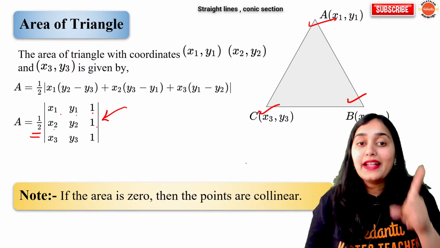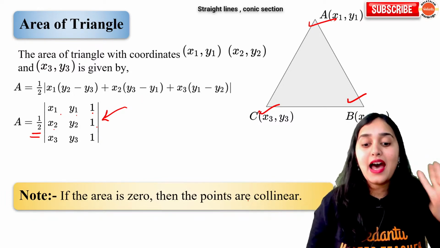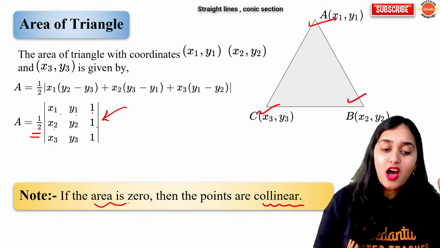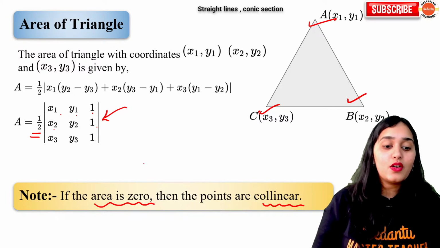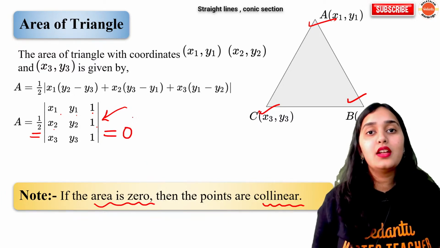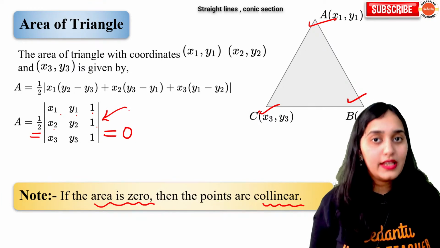Also, what if the 3 points are collinear? What are we going to do? The area of the triangle will be 0. So, we will simply put the determinant equal to 0 and we can prove that they are collinear.